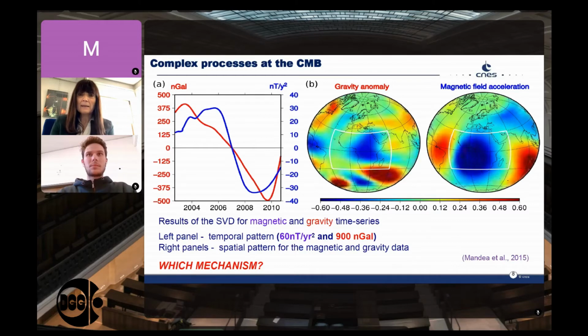The scales here are of the order of something like 60 nanotesla per square year for the magnetic field acceleration, and some 900 nanogal for the gravity field. And on the right side, of course, you can see the spatial pattern for the magnetic and gravity field. And the huge question here is, which mechanism can be involved in order to explain this?